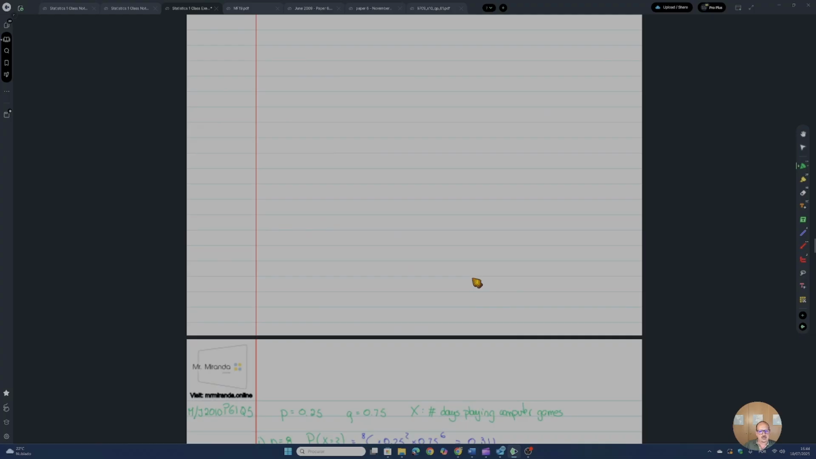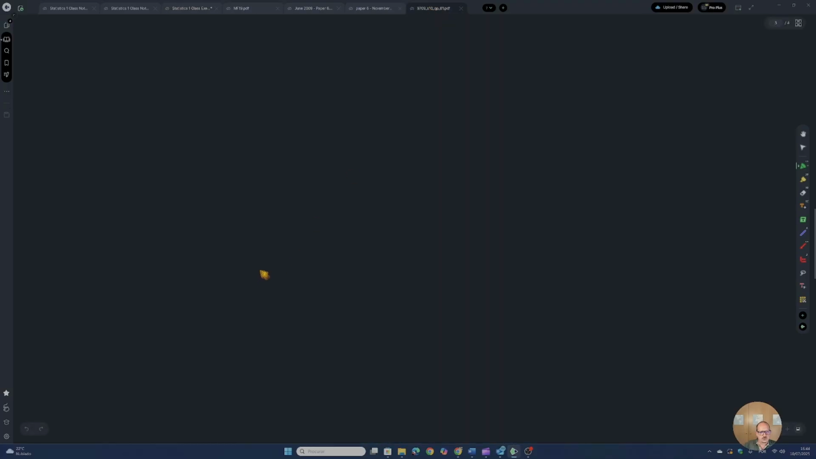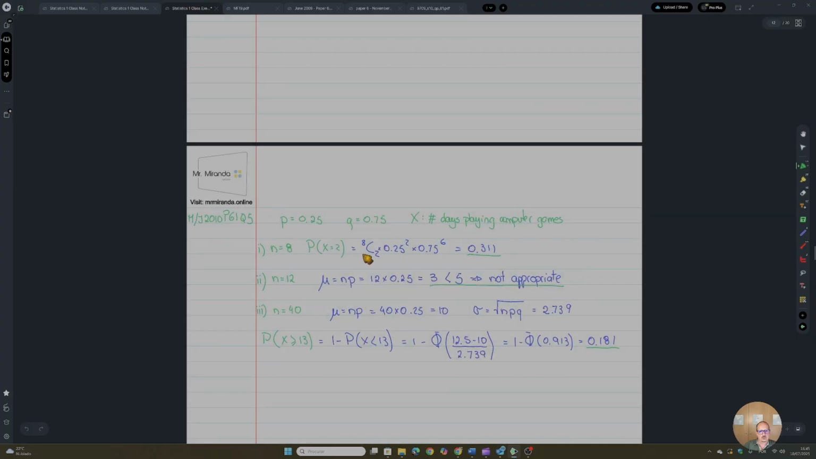Okay, once again, this is an example of a binomial distribution in which x is the number of days in which Martin is playing computer games. The probability is given there is 0.25, meaning that the probability that he is not playing computer games is 0.75. You have a total for the first question of 8 days, so n equals 8, and you want to know the probability that x equals 2. Okay? So that is straightforward. It's just applying the formula, and here it is.